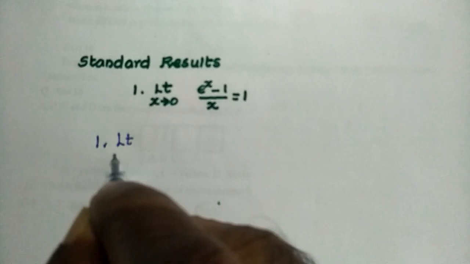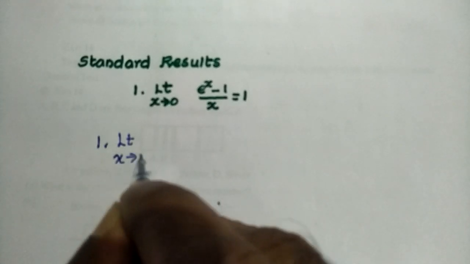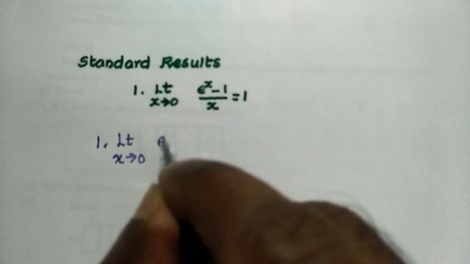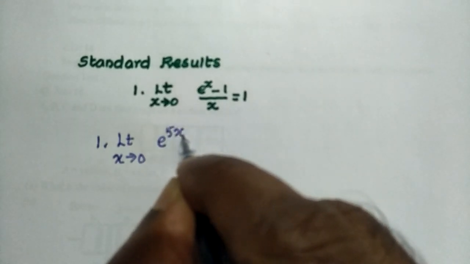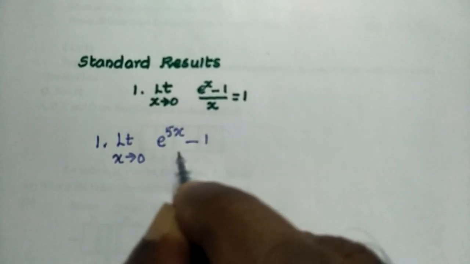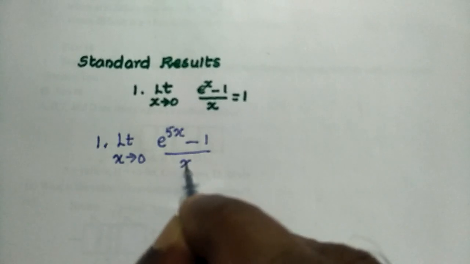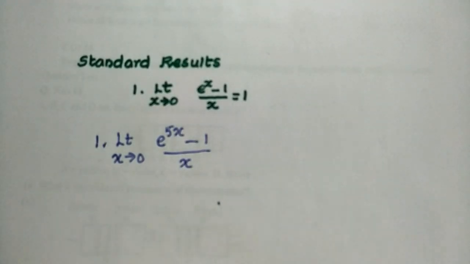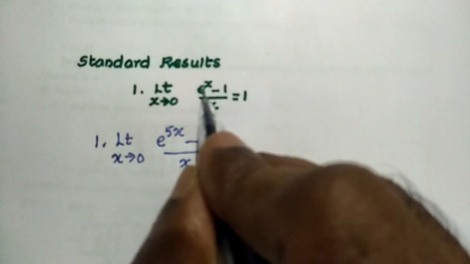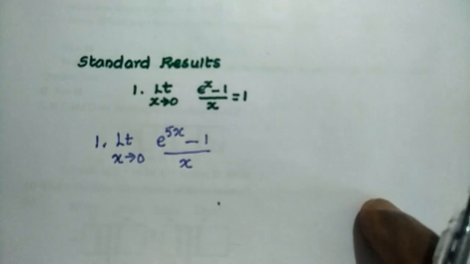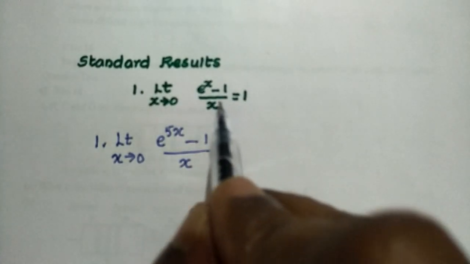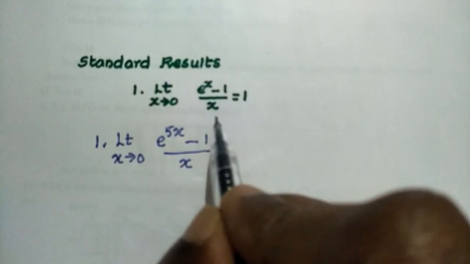limit x tends to 0, (e power 5x minus 1) by x. So how to do this problem? You check with the standard result and match with the standard result. So there is (e raised to x minus 1) by x. See what is the power of e, that should be in the denominator.